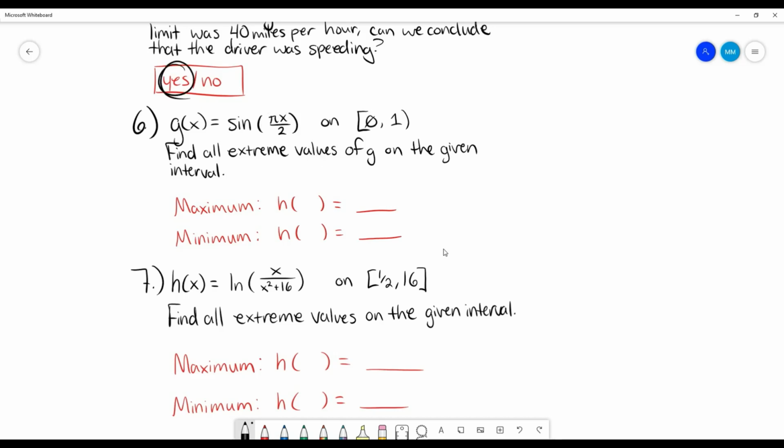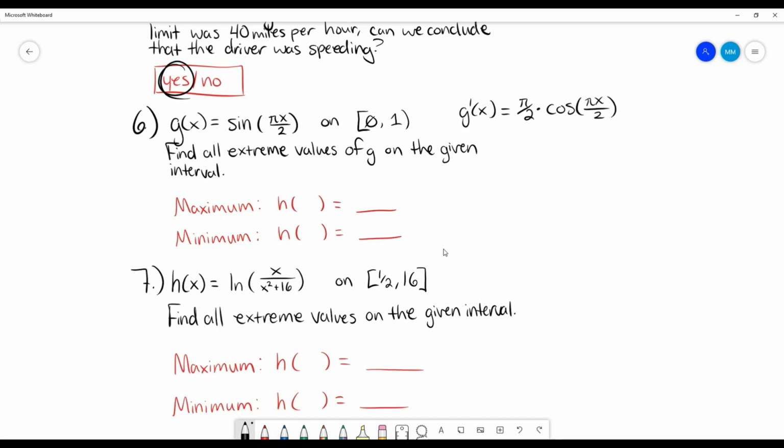Okay. On the given interval, I want to find all extreme values of g on that interval. Well, first of all, I have to take the derivative of g of x, which means we'll have to use our chain rule. So it's going to be this. I know the derivative of my inside is pi over 2, times the derivative of my outside, which is cosine. So it's all this. Okay.